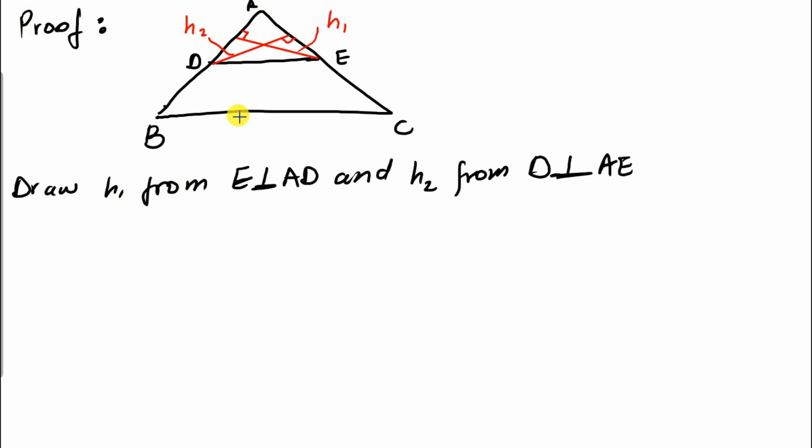Proceeding, now we're going to draw BE and CD. I'm going to draw them again. Here they are. This is BE. Can you see that? Now let's draw this CD. Here it is. Can you see that?